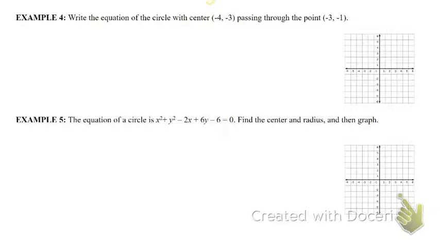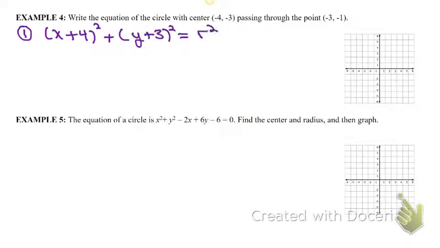So maybe you got your first step, knowing that the center is (-4, -3). You're able to plug the center into the equation. Again, x minus -4 is x plus 4, and so on. So hopefully you got to that step. Now try the second step.